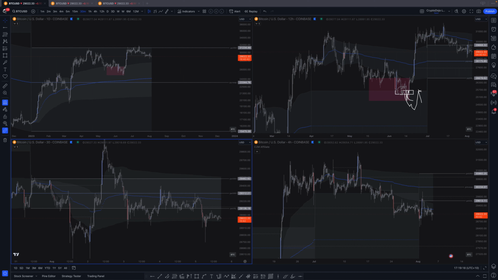Shorting the lows is never a good idea. Obviously, with this rule 4 that had happened here, you'd just be sitting tight until you saw something like price coming up into here.